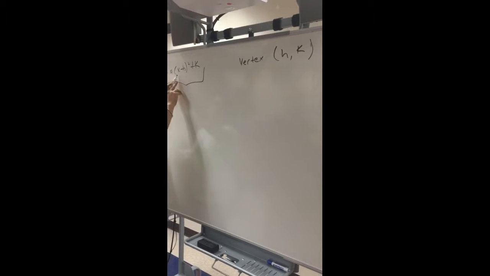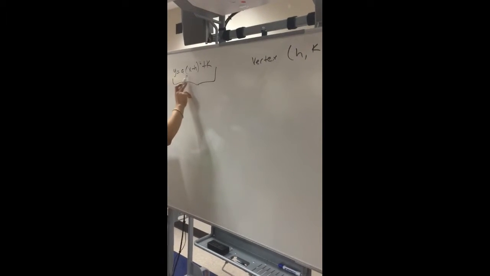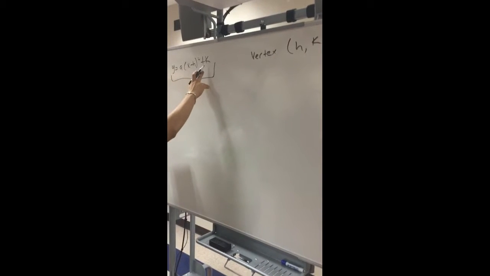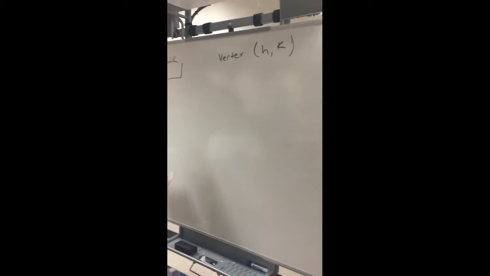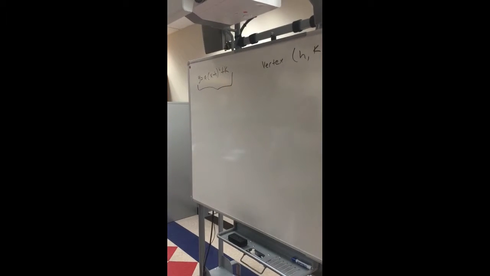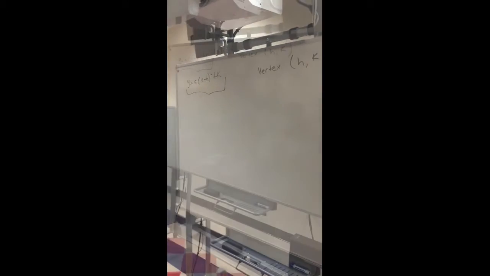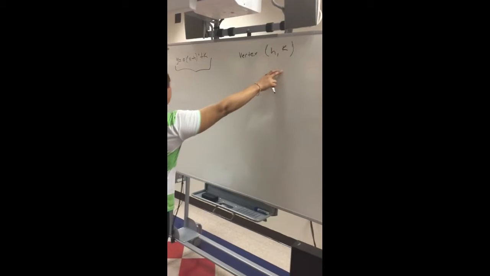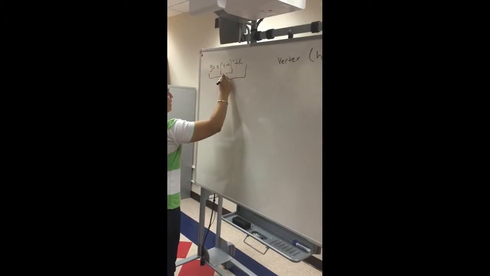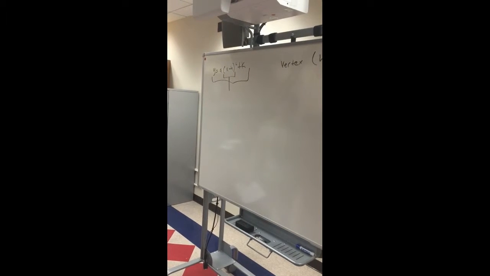Because h would be with the x coordinate and k would be with the y coordinate. So h and k. In this case, we're going to pretend that this graph is intersecting at the origin. So the vertex is going to be (h, k). And from this part right here, we can derive the axis of symmetry.